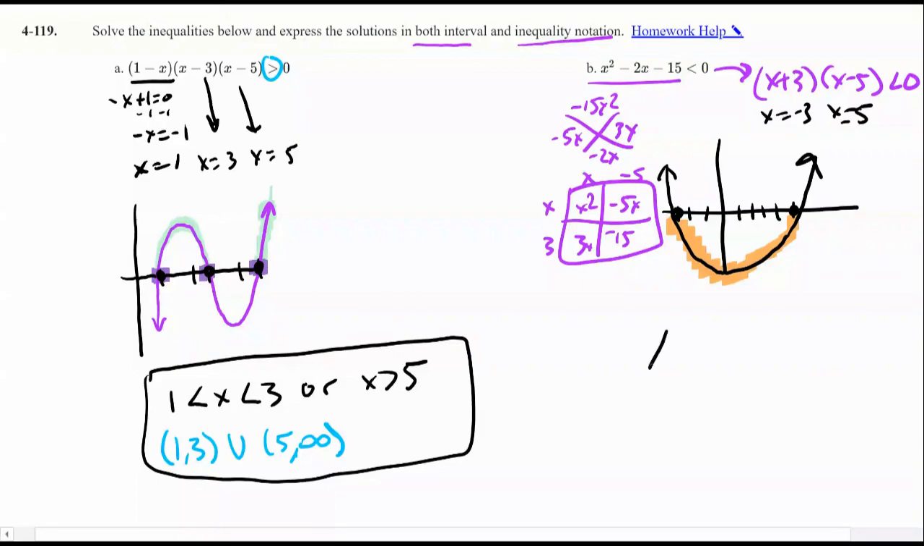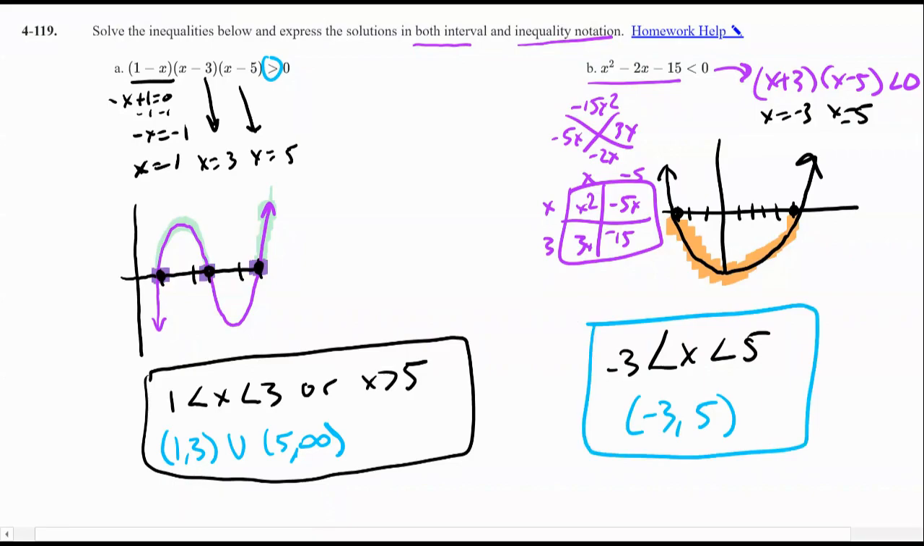So the way I would write that is negative 3 is less than x, which is less than 5. And in interval notation, I would say between negative 3 and positive 5. And those are the x values that make this equation less than 0.